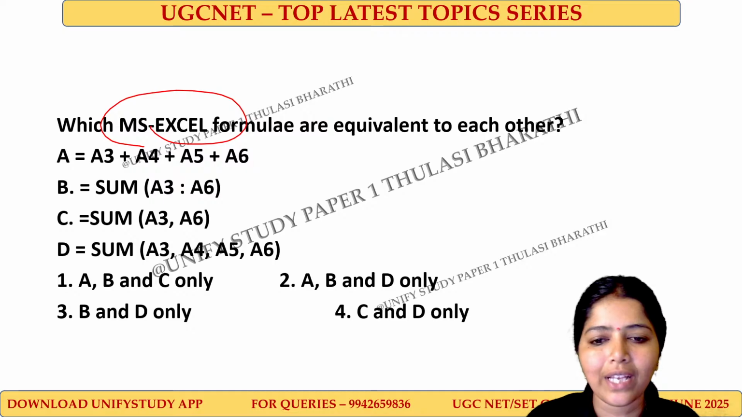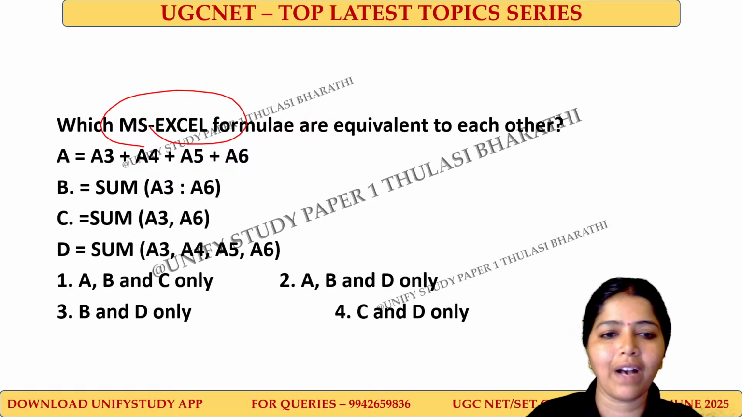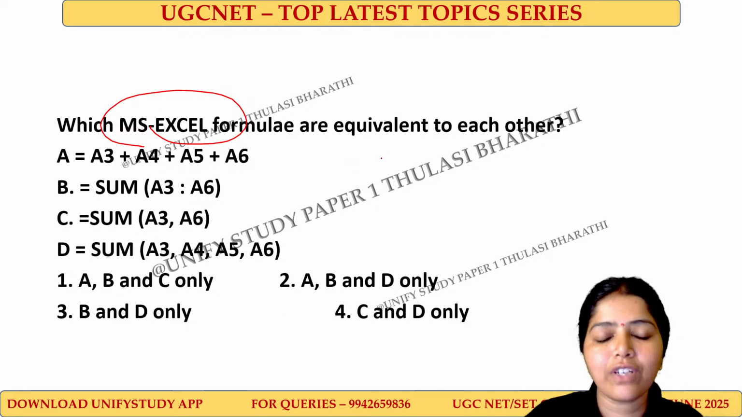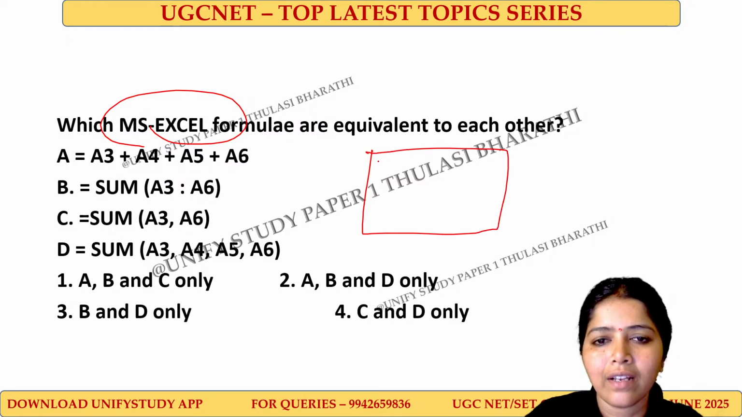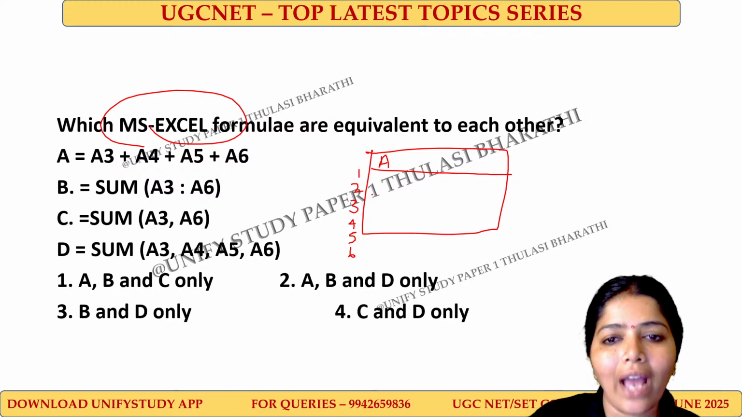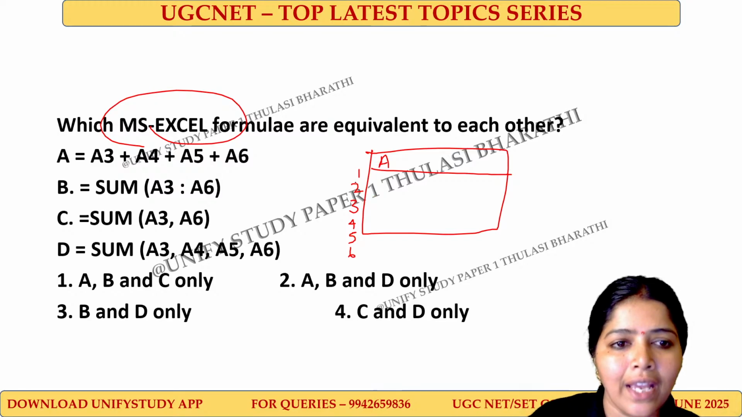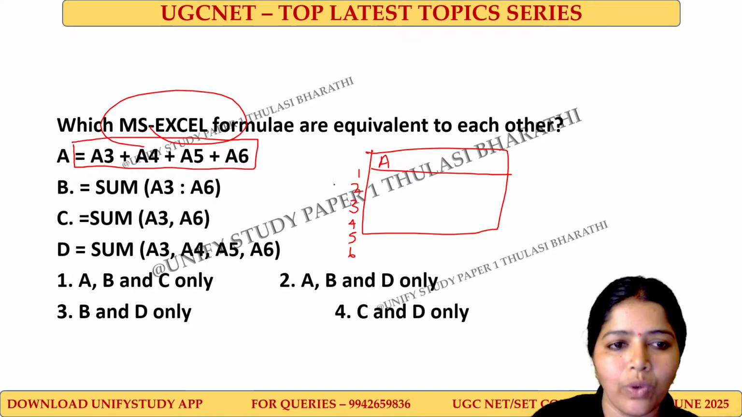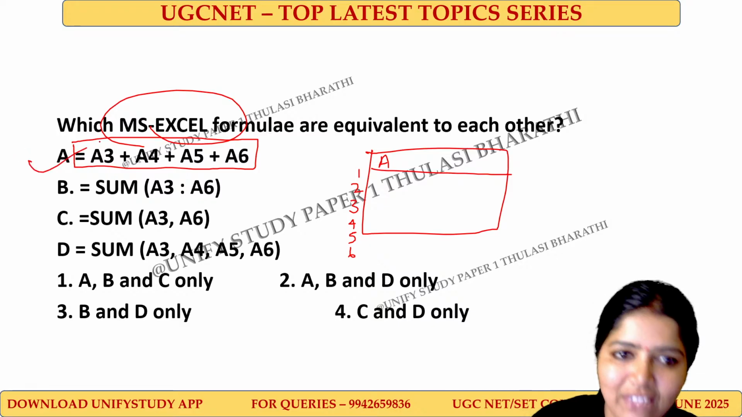Here what they are doing is adding things. Say for example, we have cells A1, 2, 3, 4, 5 and 6 here, right? So I have to add. For A3, we will be using equal to. I told you just now the formula always starts with equal to. If I write A3 plus A4 plus A5 plus A6, yes, this will be adding the numbers.